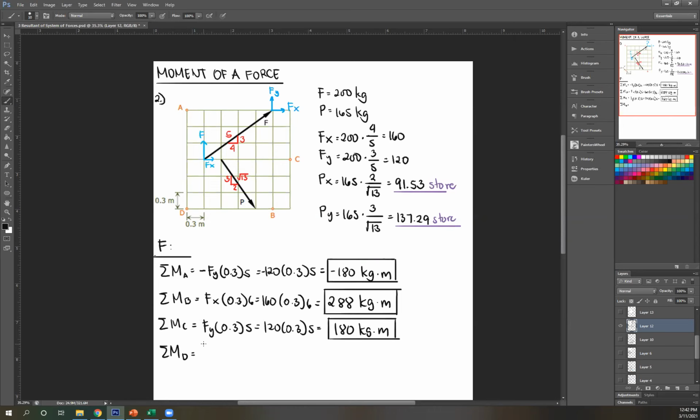So let's start with Fx. Fx rotated about D. That is clockwise, so positive Fx times distance. Extend that. This is the perpendicular distance about D, which is 3 blocks. So 0.3 times 3. And then Fy, rotate it about D. That is counterclockwise, so negative Fy. Then distance from D, once again, extend that. This is the distance, it's just 1 block. So 0.3. Fx is 160. Fy is 120.